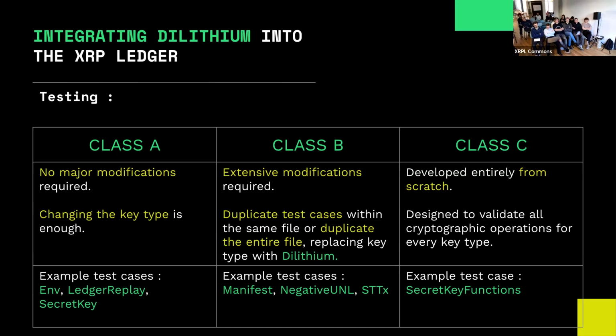Class C was a test case we developed entirely from scratch, and we compared all the 3 algorithms for all the operations and a full transaction process using the 3 key types.